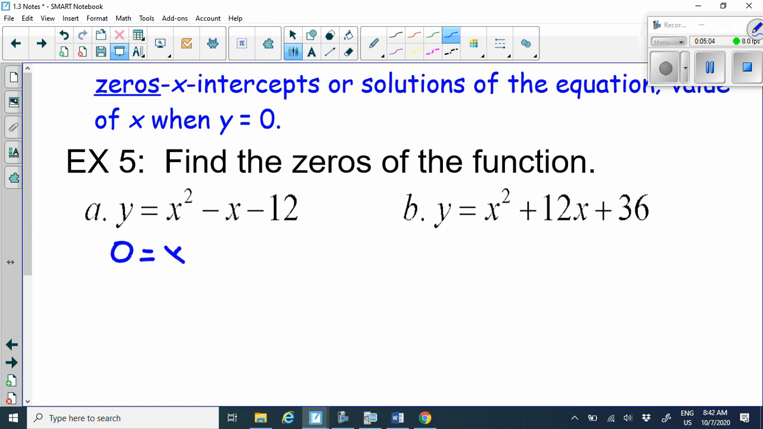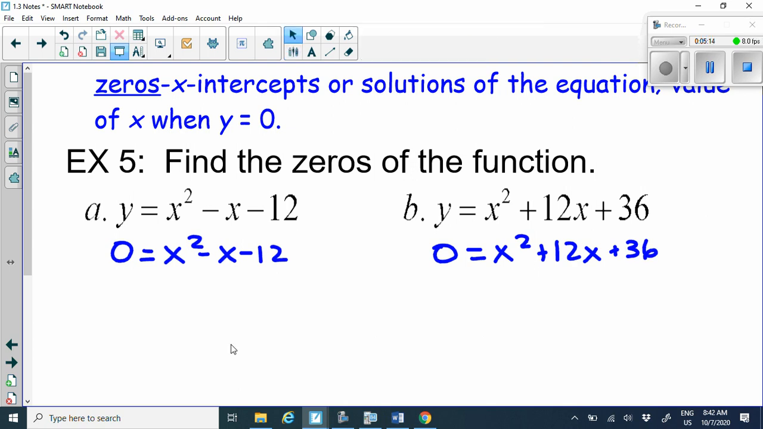So we have 0 equals x squared minus x minus 12. And we're going to do that for B as well. So 0 equals x squared plus 12x plus 36. So what I would like you guys to go ahead and do is pause the video and solve for both A and B. Okay, let's see what you got here.